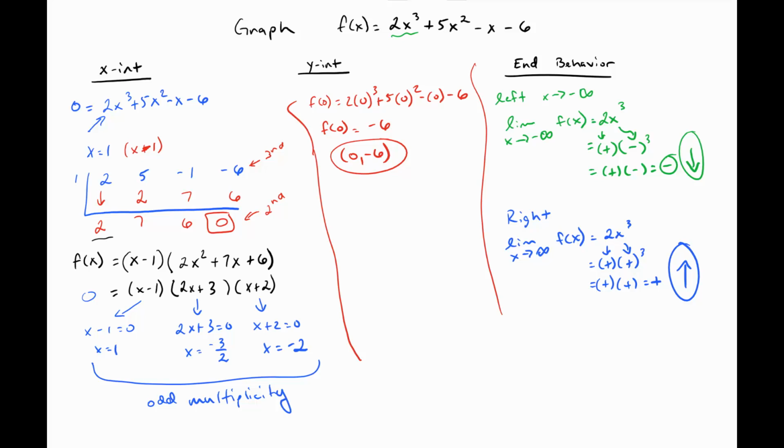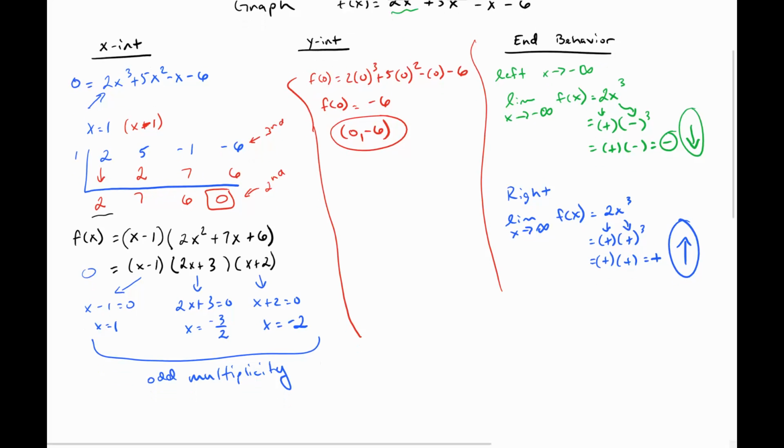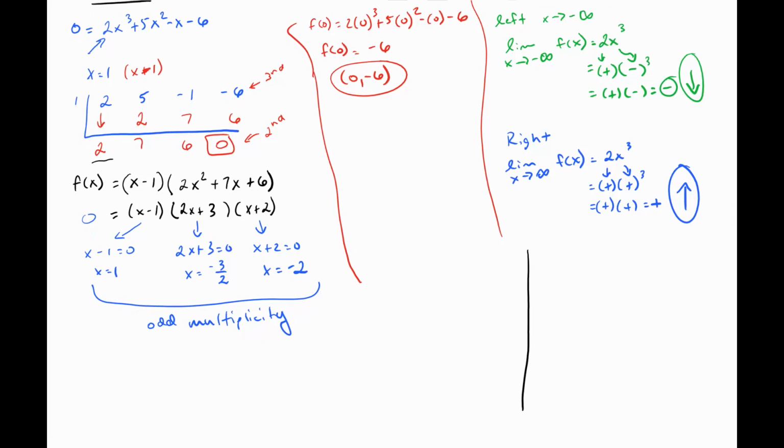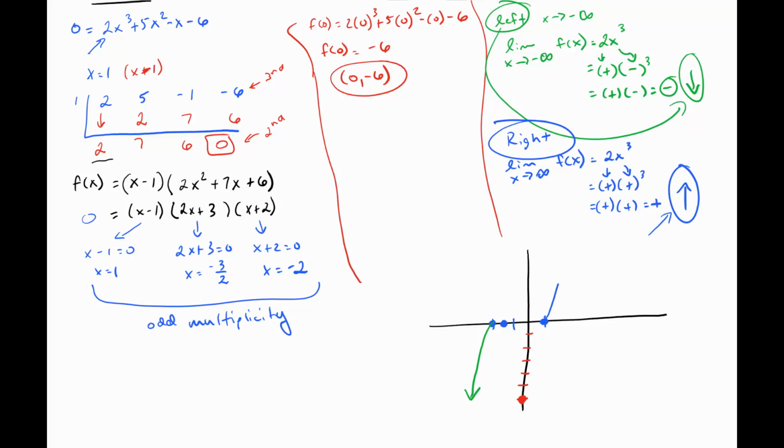And now, if you haven't quite figured it out yet, we're just going to use all this information to graph our function. So I'm going to plot all of my zeros. And now I'll plot my y-intercept. And I'll go ahead and fill in my end behavior. So I know that as I travel to the left, I'm going to be going down. And as I travel to the right, I'm going to be going up.